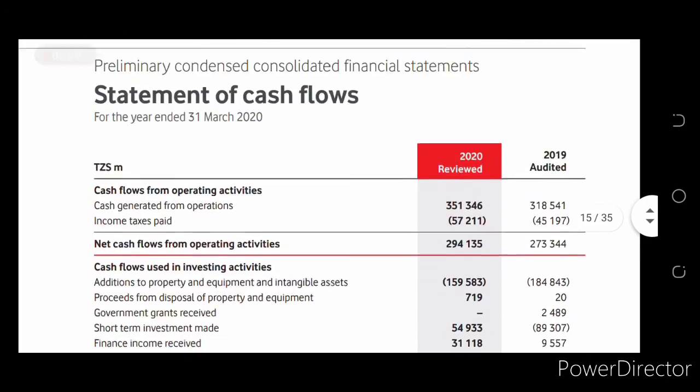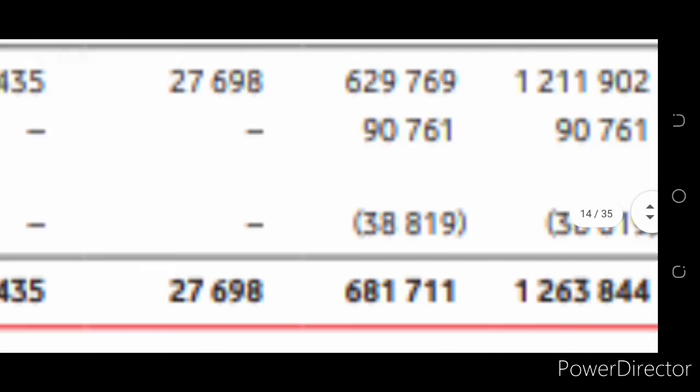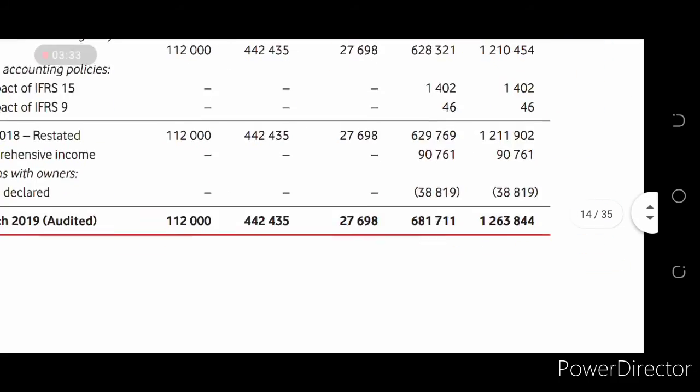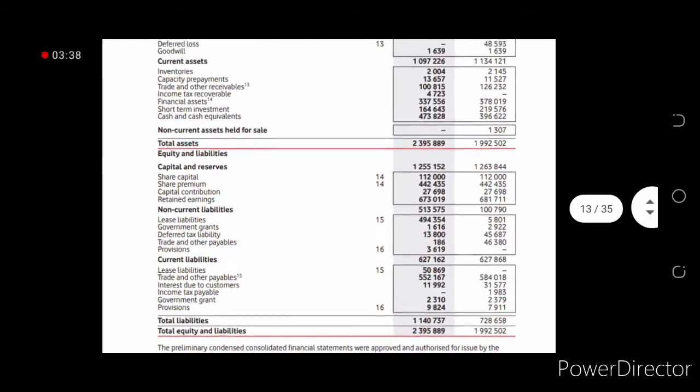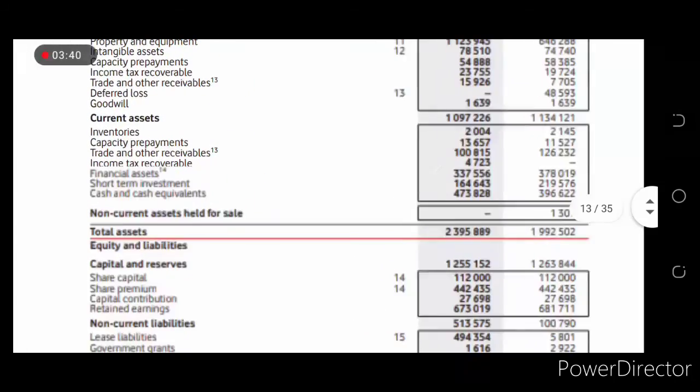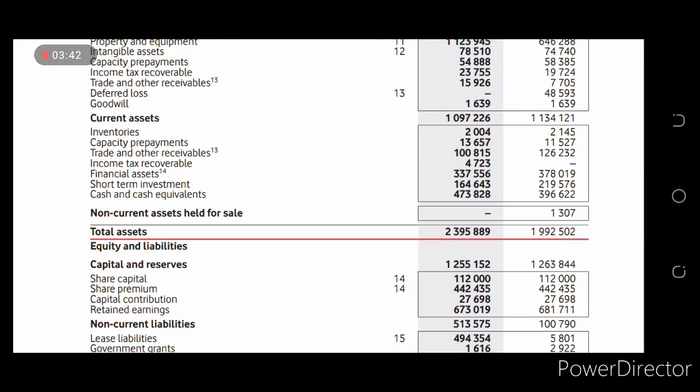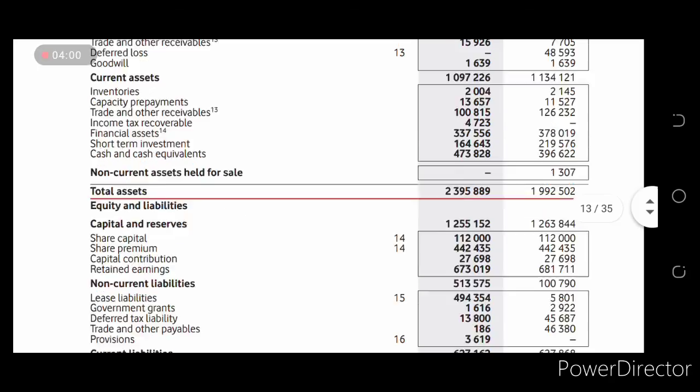So then if we go back to the statement of financial position, right at the current assets right here, the last entry, cash and cash equivalent, we still see the same 473,828,000,000. So then the cash and cash equivalent that was recorded at the end of that financial year is put back to the statement of financial position, and that figure remains the same.